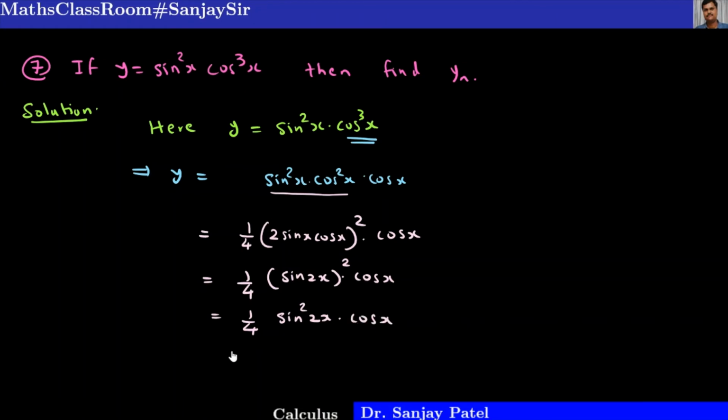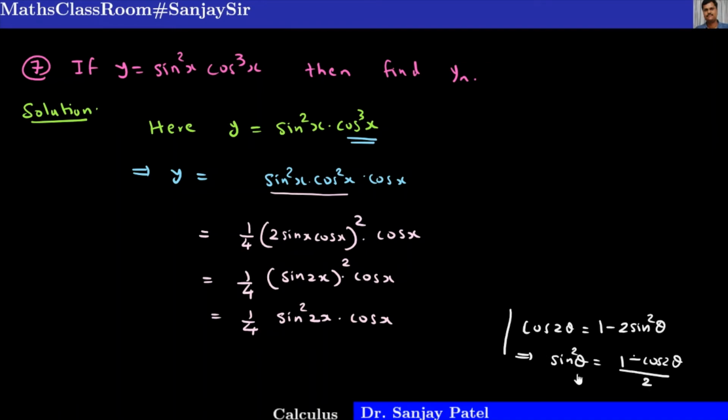Okay, we know the formula for cos 2 theta. That will be helpful in this case because it involves sine square. Cos 2 theta is 1 minus 2 sine square theta. So from this I can write sine square theta is equal to 1 minus cos 2 theta upon 2.